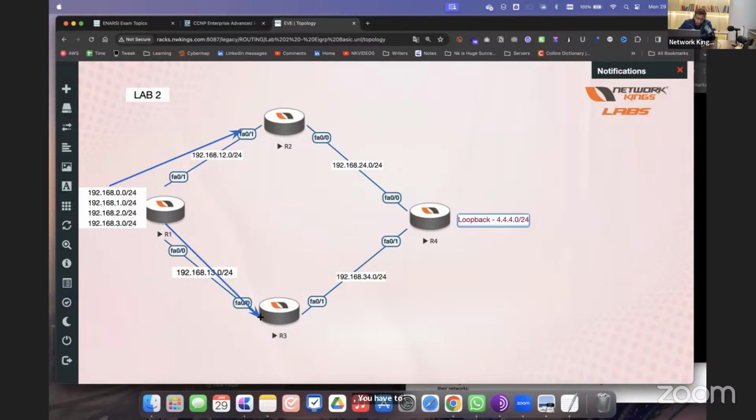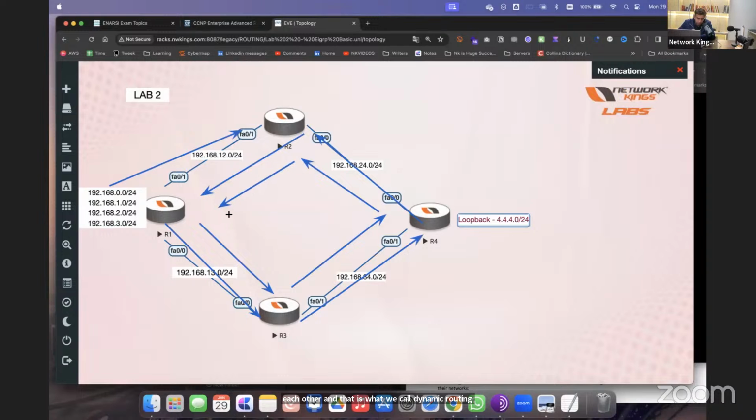And when everyone starts informing about their networks, they will automatically share information with each other, and that's what we call dynamic routing, because all routers share information with each other whenever there is an update. These protocols are dynamic routing protocols. The first ones we are learning are EIGRP and OSPF. BGP is also dynamic routing, but it is in a different category.